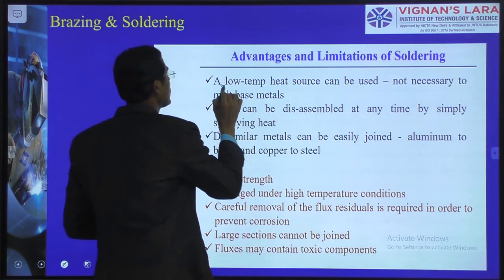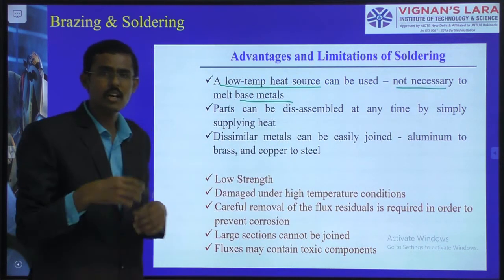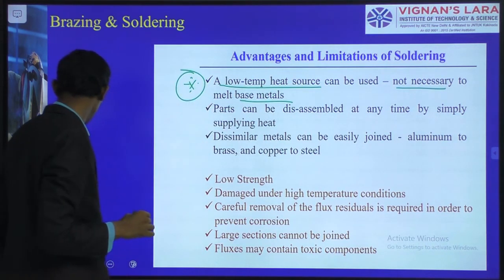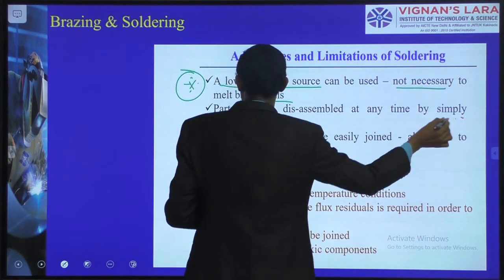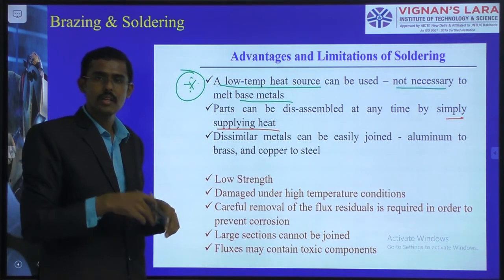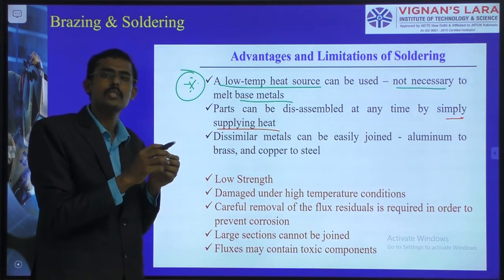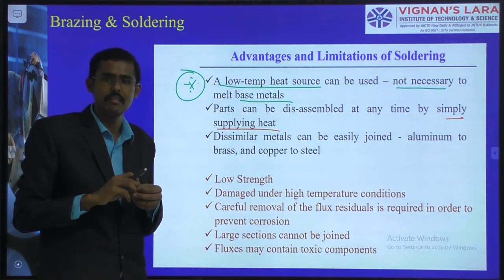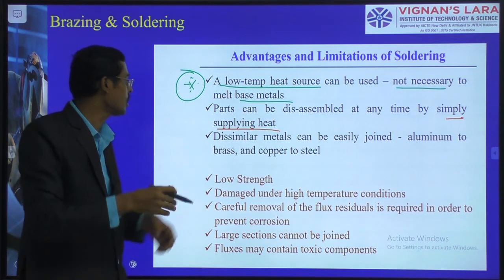Advantages: low temperature heat sources can be used, and it is not necessary to melt the base metal. The base metal does not melt; that is the main advantage here. We are not going to melt the base metal in soldering. Parts can be disassembled at any time by simple application of heat. The heat is applied to melt the filler material and join. Similarly, when heat is applied again, it reaches the low melting temperature and will get disassembled. Therefore, at the melting point we can remove and disassemble the components.